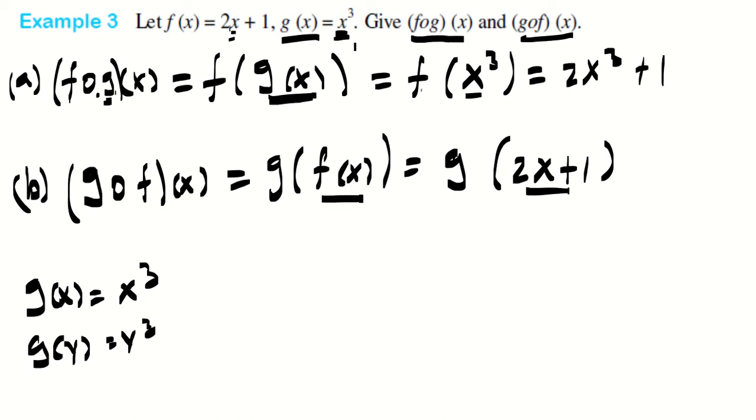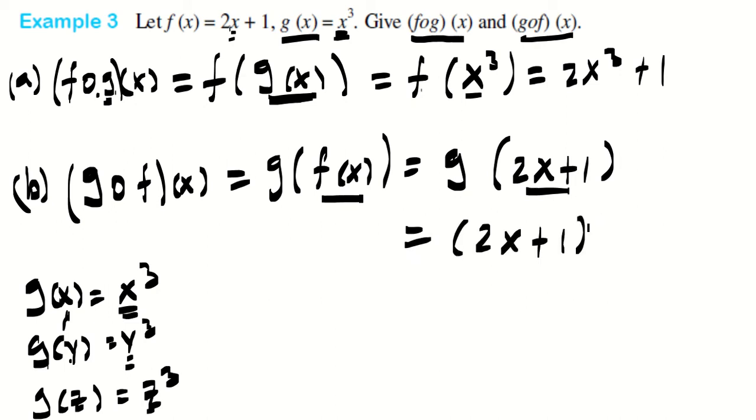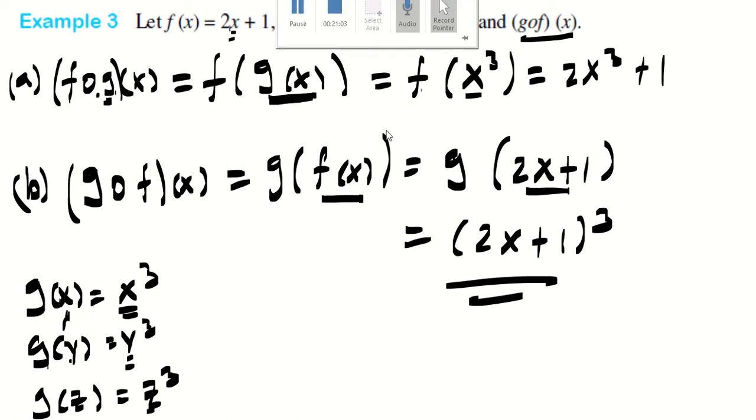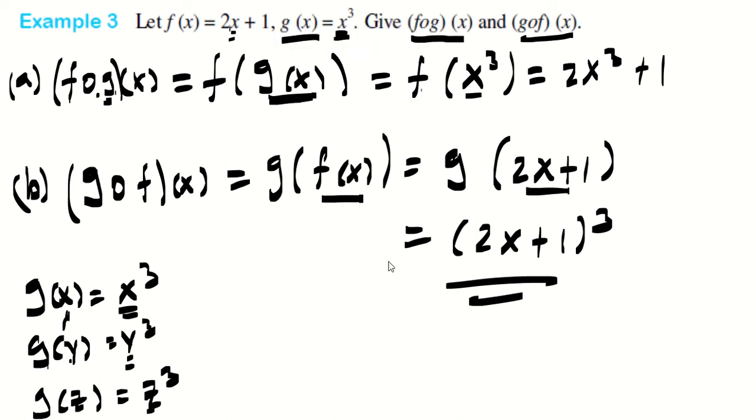So what to do? Cube it, because the rule says g of x, the rule says cube it. Like when I say g of y, y cubed. If I say g of z, it will be z cubed. So anything you take as an input, it will be cubed for g. So g of 2x plus 1 means the 2x plus 1 will be cubed. So that's going to be the answer. So this is the third example for us. We are composing functions. Okay, let's go to the next example.